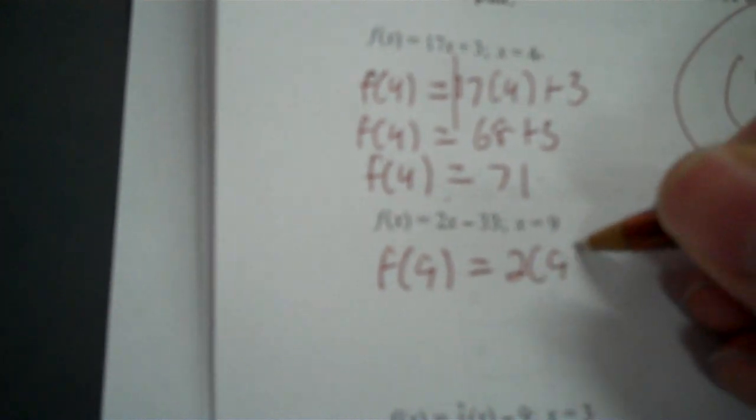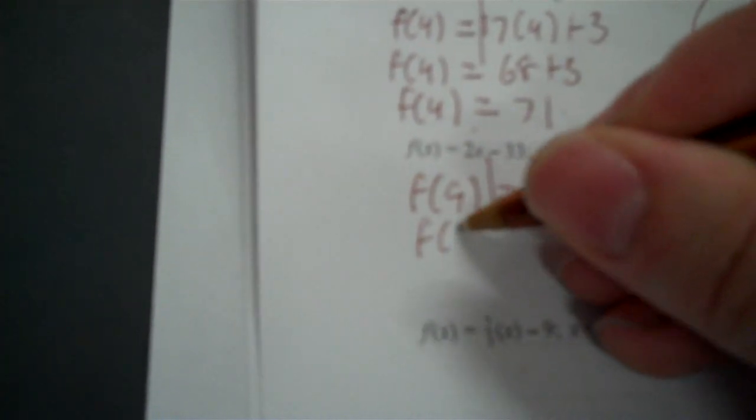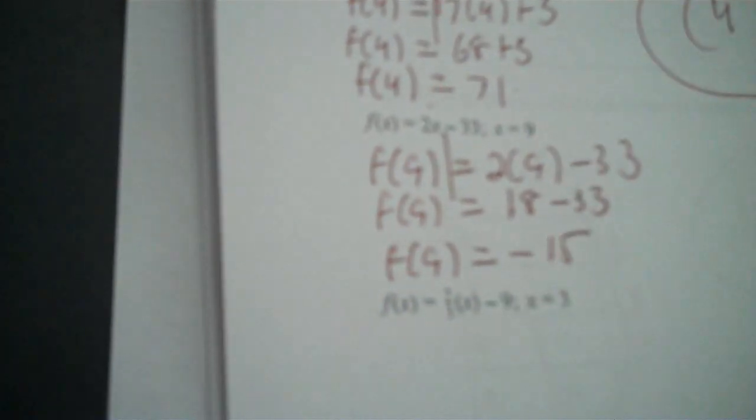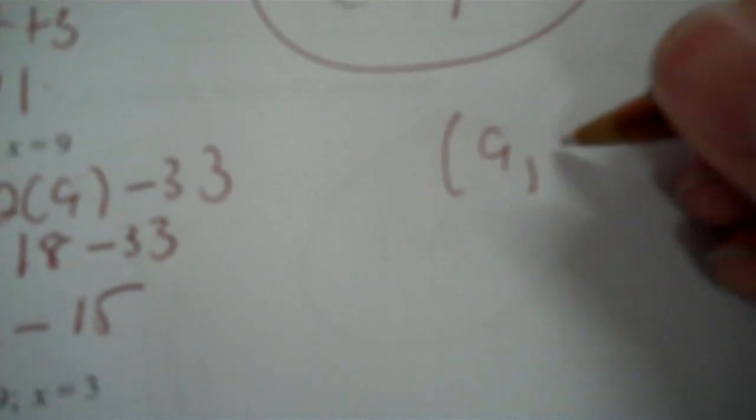Now we do the same thing. Now it gets repetitive. f of x equals 2x minus 33. Just drop the f of 9. There's no operations there. 2 times 9 is 18 minus 33. 18 minus 33 is negative 15. So I want 9, negative 15. That's the answer.